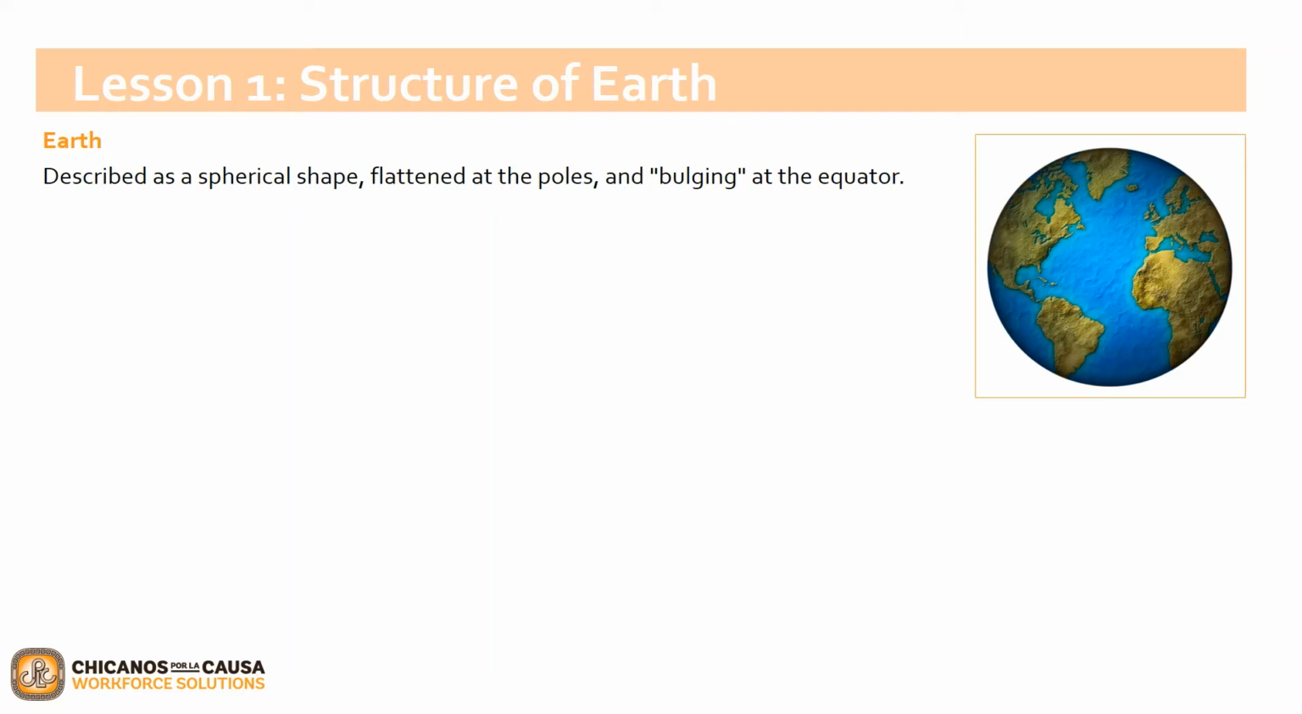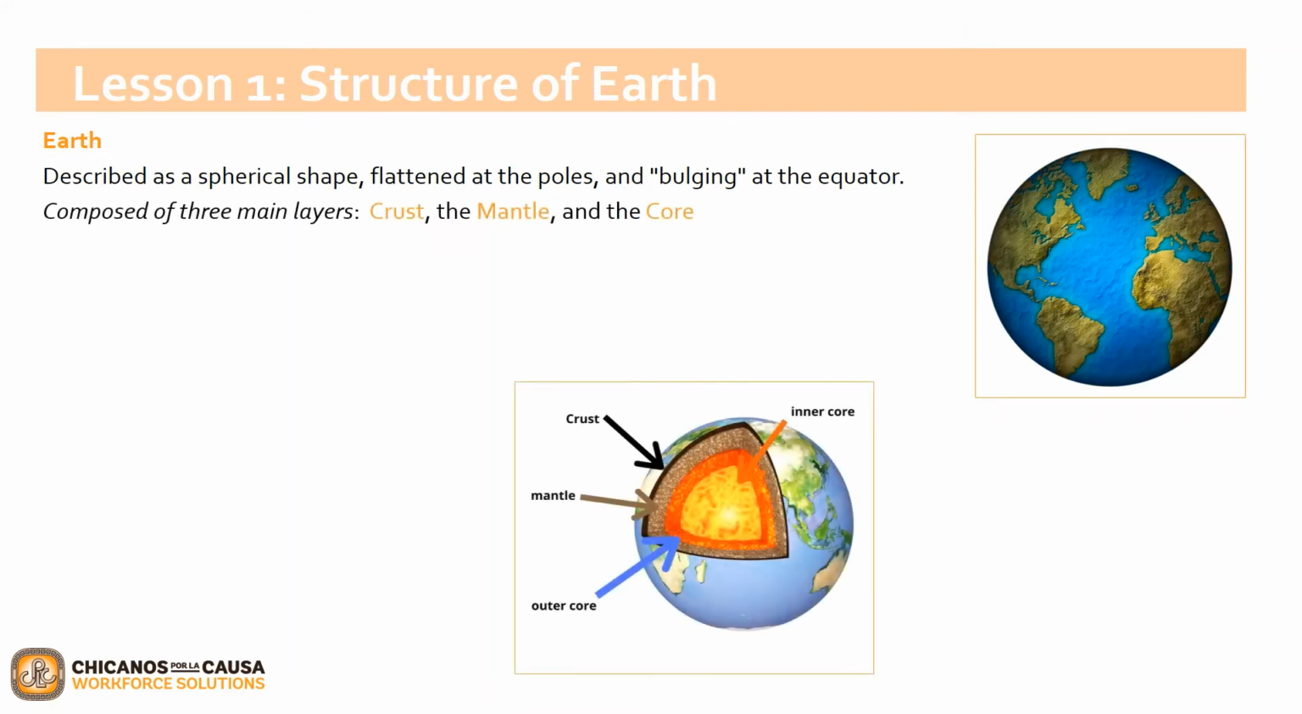What is Earth? Well, Earth is the planet we are living on. Earth can be described as an almost spherical shape, which is flattened at the poles, the North and the South Pole, and bulging at the equator. Earth's composition consists of 3 layers: the crust, the mantle, and the core. Think of it like a birthday cake. You have the icing, the cake itself, and then the filling. Well, the Earth's layers are just like that.